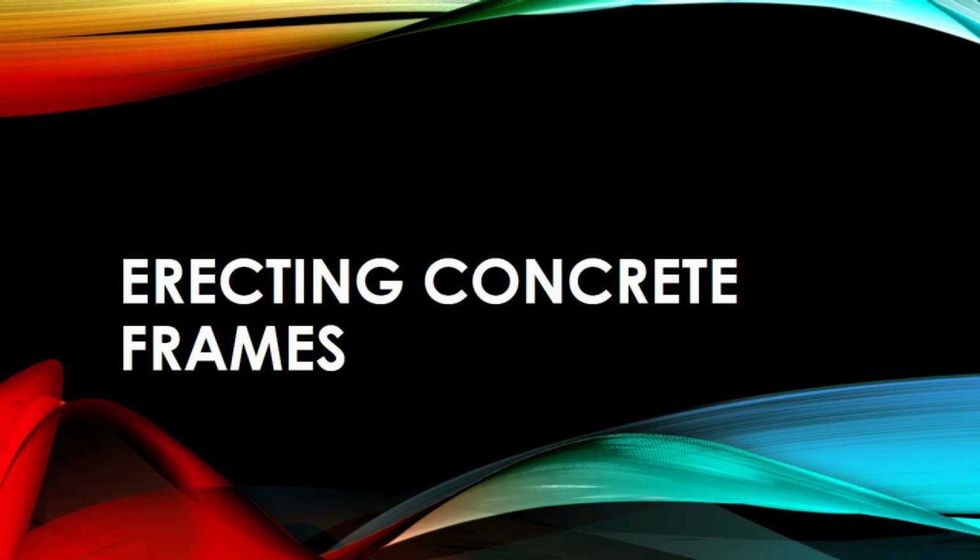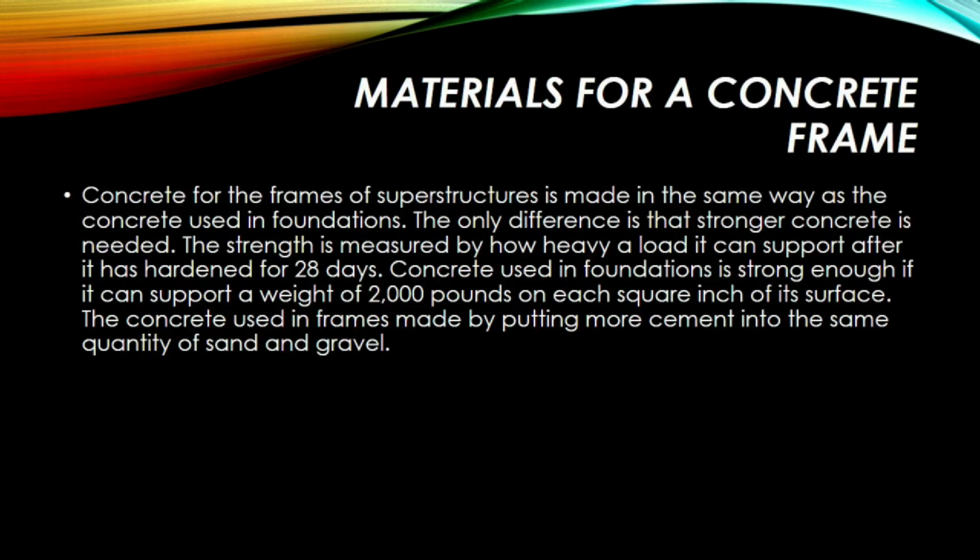Erecting concrete frames. Concrete for the frames of the superstructure is made in the same way as the concrete used in foundations. The only difference is that stronger concrete is needed. The strength is measured by how heavy a load it can support after it has hardened for 28 days. Concrete used in foundations is strong enough if it can support a weight of 2,000 pounds on each square inch of its surface. The concrete used in frames is made by putting more cement into the same quantity of sand and gravel.